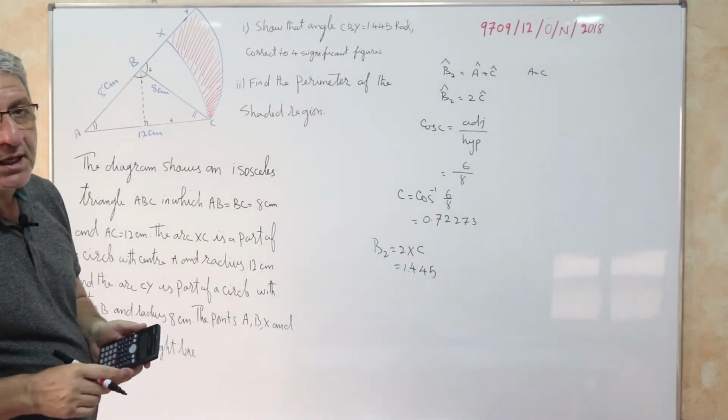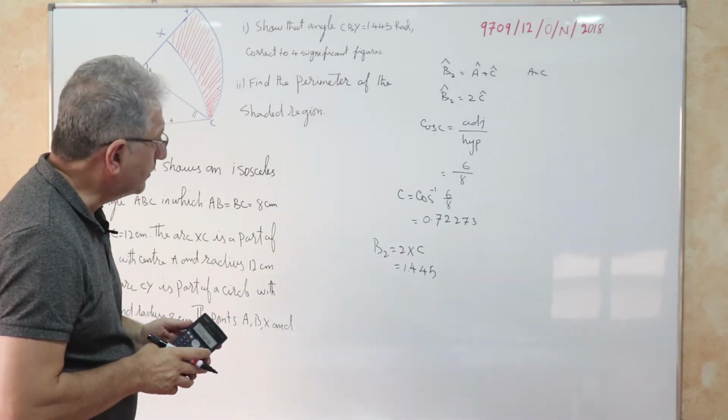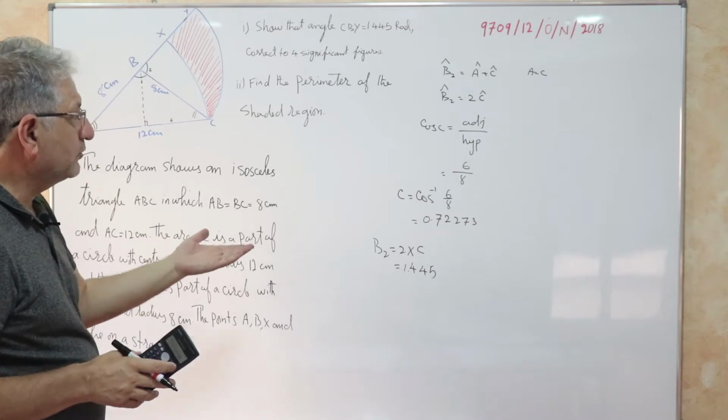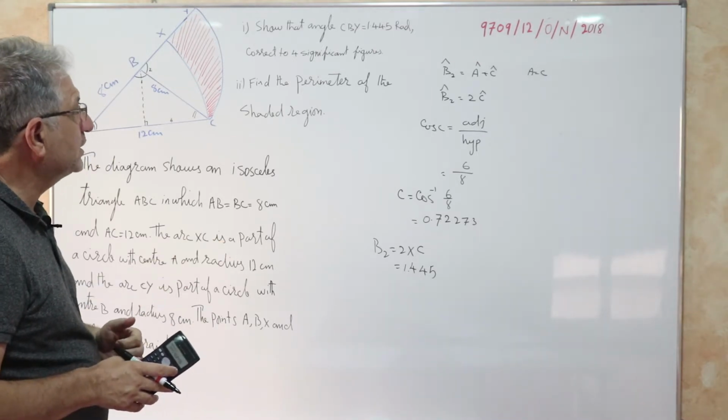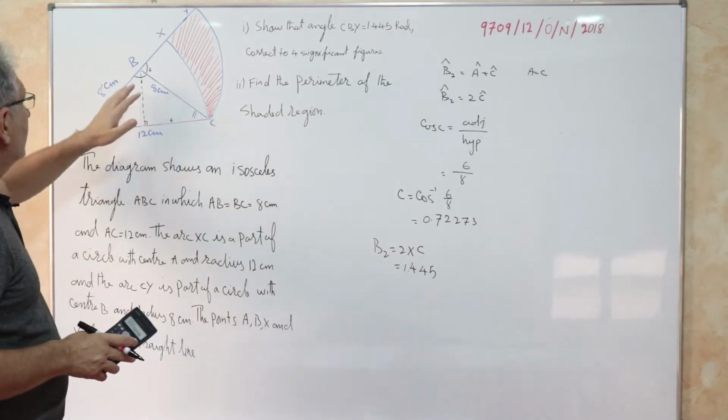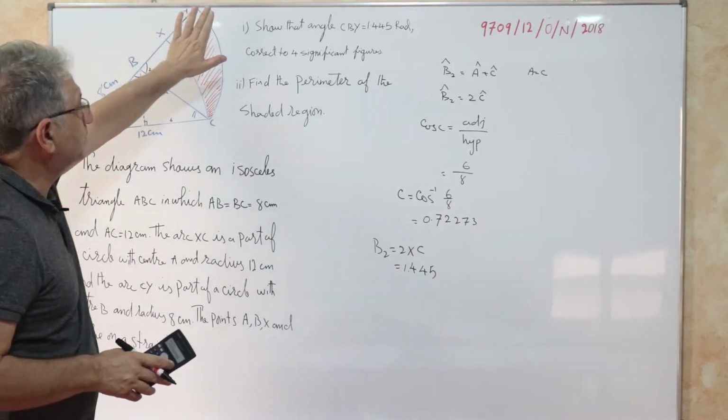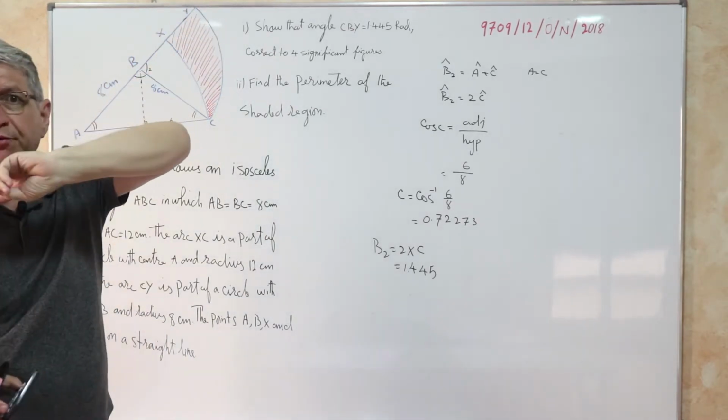Therefore, this is correct to 4 significant figures. So we are getting the same answer. It doesn't matter which method you are using. Anyhow, we have found the angle B2. Therefore, the first part is done. We solved with 2 different methods.